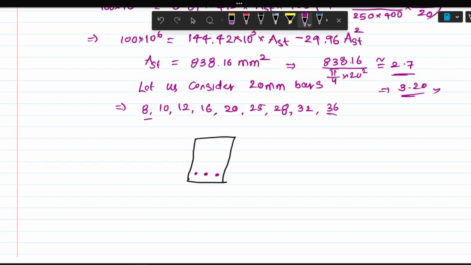Here I have drawn 3-20 mm diameter bars. These are nothing but 3-20 mm bars. And here the cross section details: the effective depth is 400, which is given in the question, 400. And also the width of the section is 250 mm. Okay, this is about the design of the singly reinforced section.